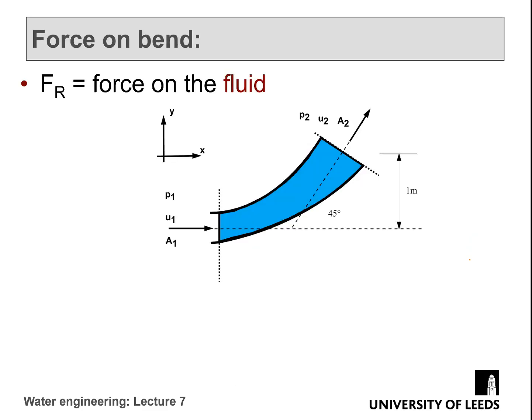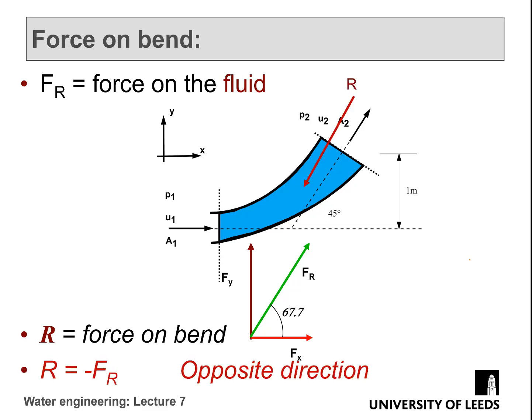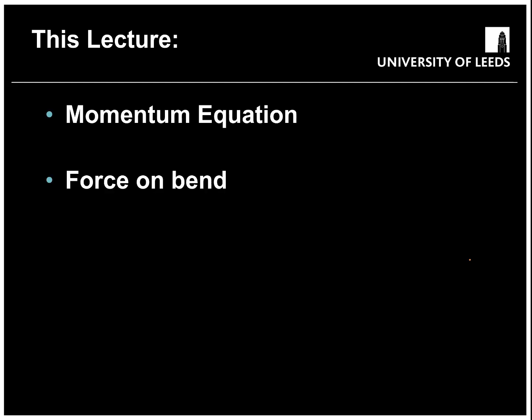Okay, let's have a look at the force on the fluid. There's our angle of 67.7 degrees, pushing up, turning the fluid around that bend. The force on the bend is in the opposite direction. That's the red arrow. So in these two lectures, 7a and 7b, we've seen a momentum equation, force on the bend, and we've seen an example of calculating that force on the bend. Thank you.